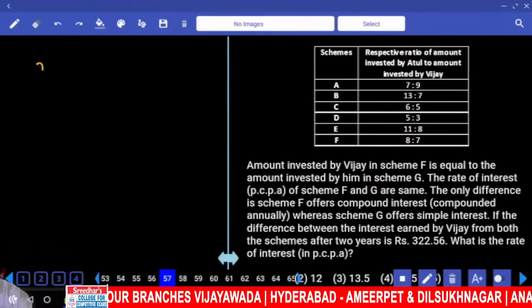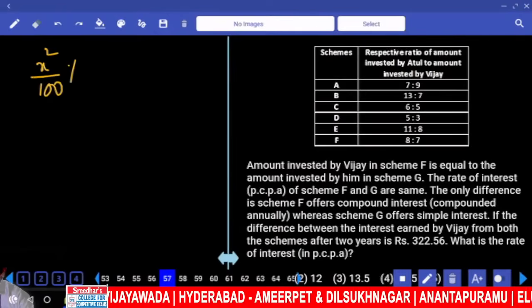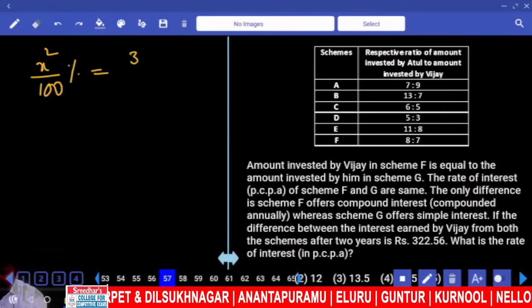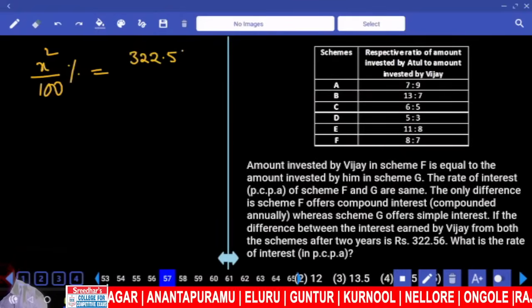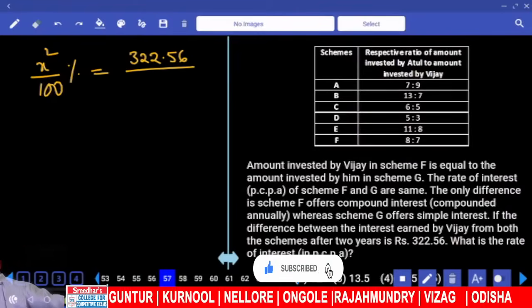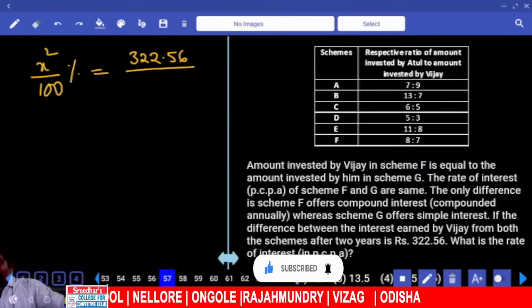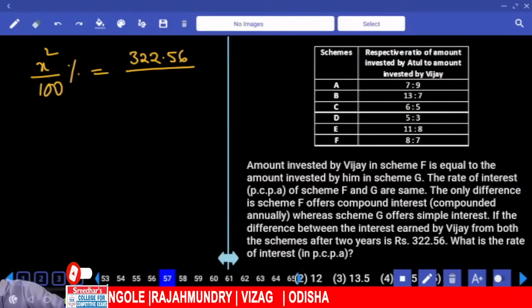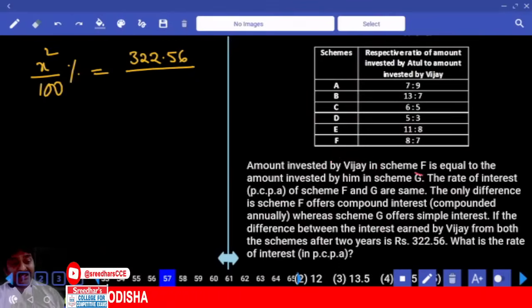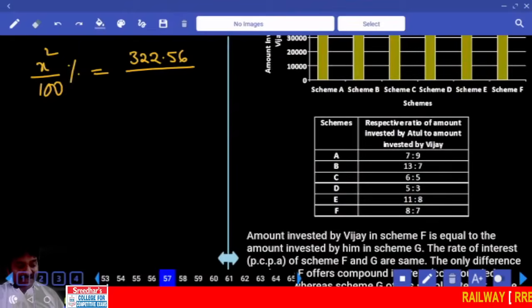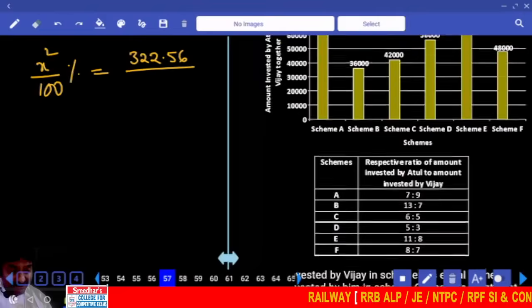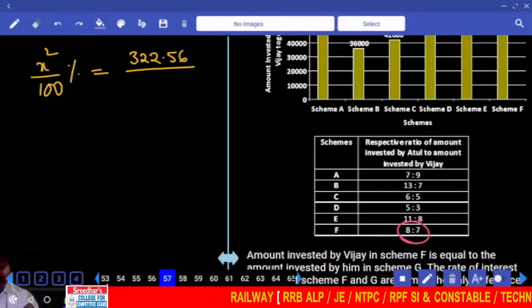Difference between simple and compound interest for 2 years is x square by 100%. Correct? And this is equal to the given 322.56 rupees. But this must be converted to percentage. In order to convert into percentage, you will have to write 1% value in the denominator. Which guy? Vijay. In which scheme? F. In scheme F, total principal 48,000. Divided into how many parts? 15 parts.